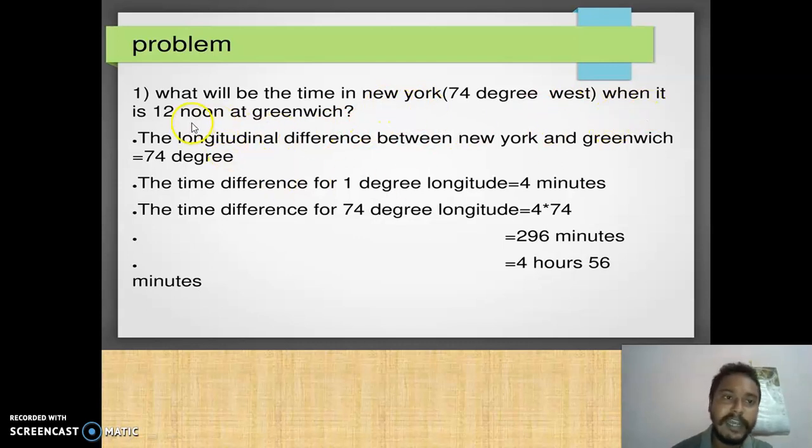When Greenwich Mean Time is 12. To find the time, we need the Greenwich time. Now at Greenwich Mean Time, exactly in London, the Greenwich, it is 12 noon. So we'll find the time in New York.